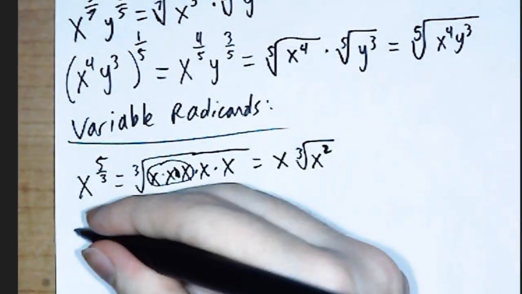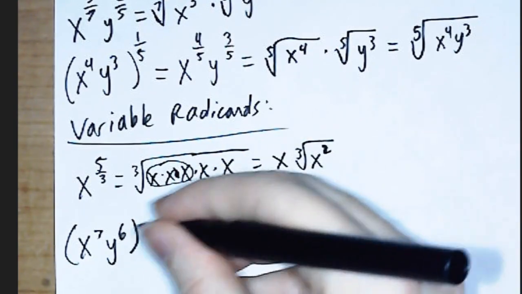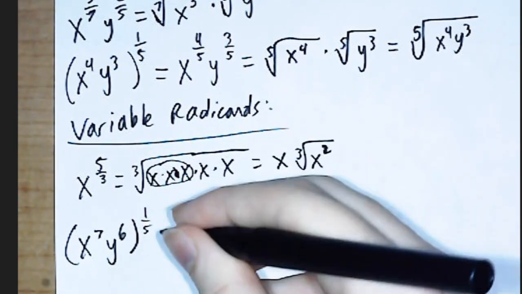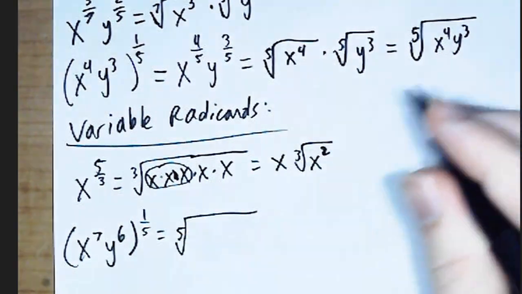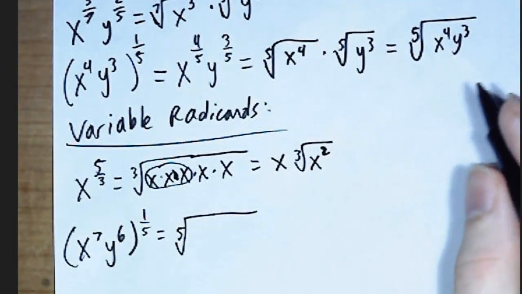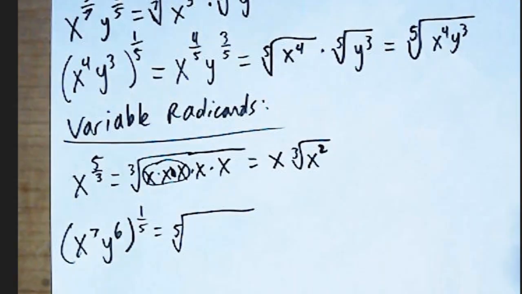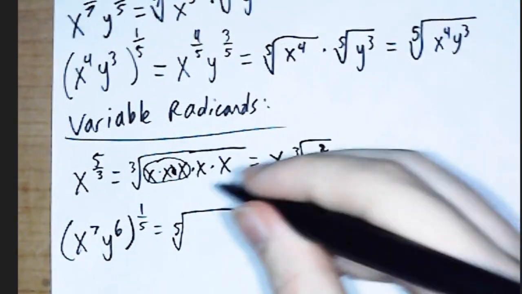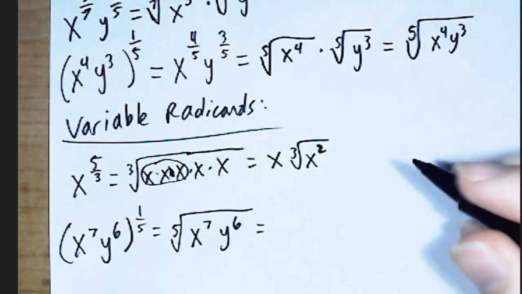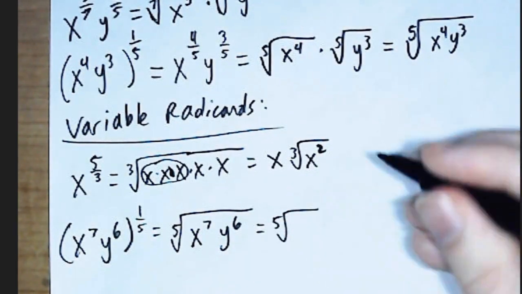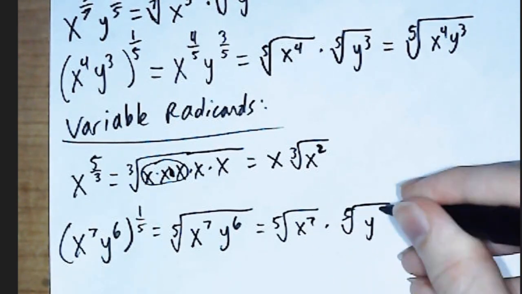Let's do another one. Okay, x to the 7th, y to the 6th, all raised to the 1/5. Alright, so this is going to be the 5th root of, well, we can think of it in 2 ways. We can think of it as the 5th root of x to the 7th, y to the 6th. We can also think of this as 2 separate radicals: the 5th root of x to the 7th times the 5th root of y to the 6th.